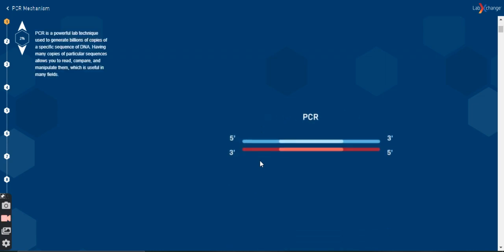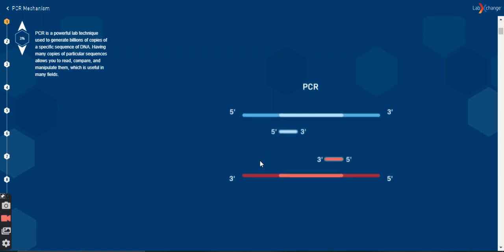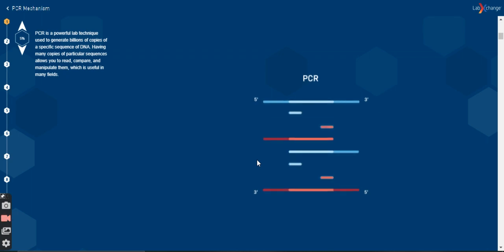PCR is a powerful lab technique used to generate billions of copies of a specific sequence of DNA. Having many copies of a particular sequence allows you to read, compare, and manipulate them, which is useful in many fields.